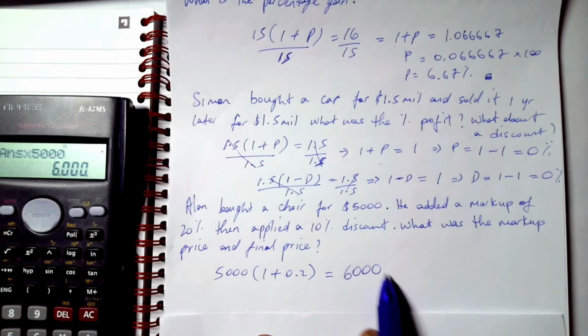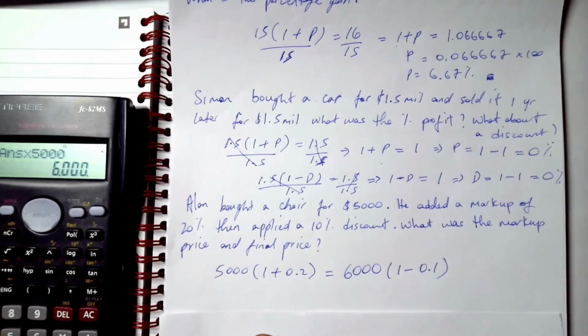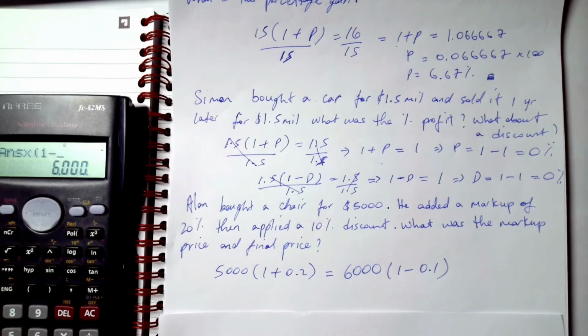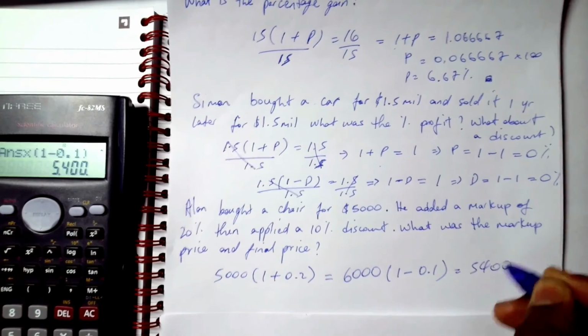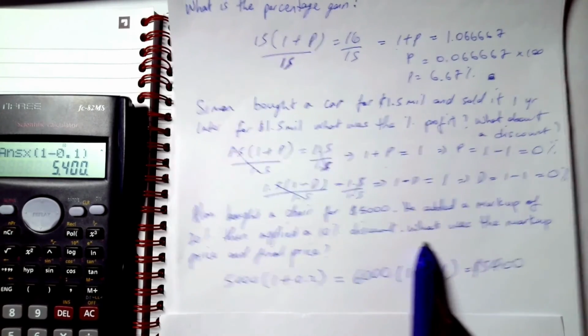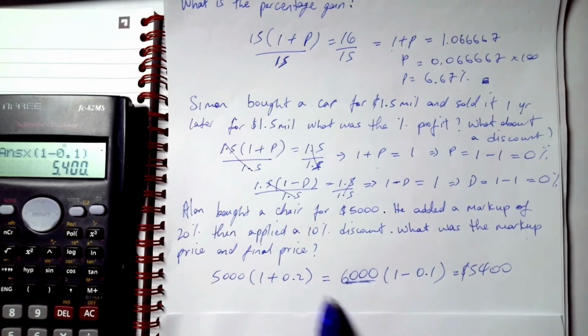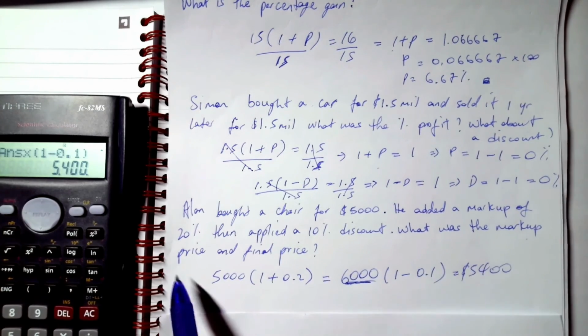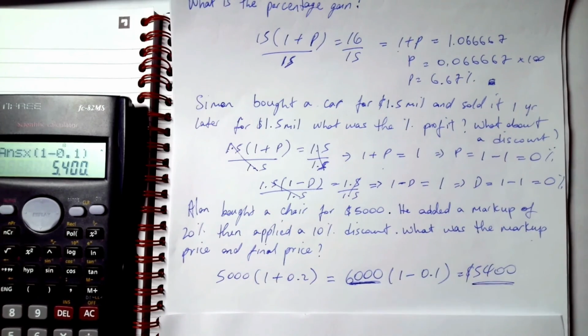This was then discounted by 10%, which is represented as 0.1. This is the discount represented here. So now we multiply the 6,000 by (1 minus 0.1), and the result is 5,400. So what is the markup? The markup is 6,000. This is the result after we applied the 20% profit. What was the markup price? There it is. Now, in order to find the final price, we must apply a 10% discount, which is what we did here and brought us to this.